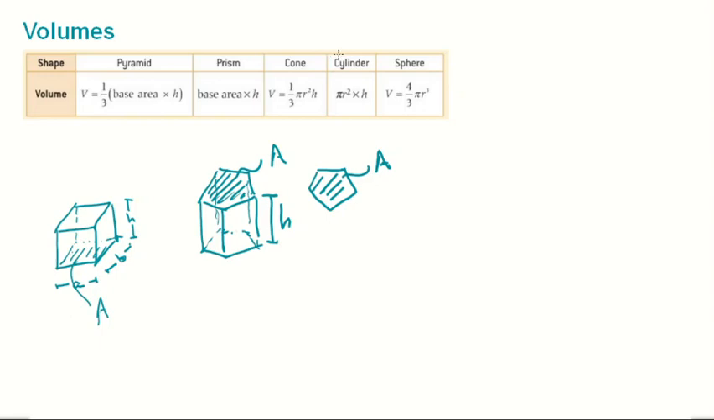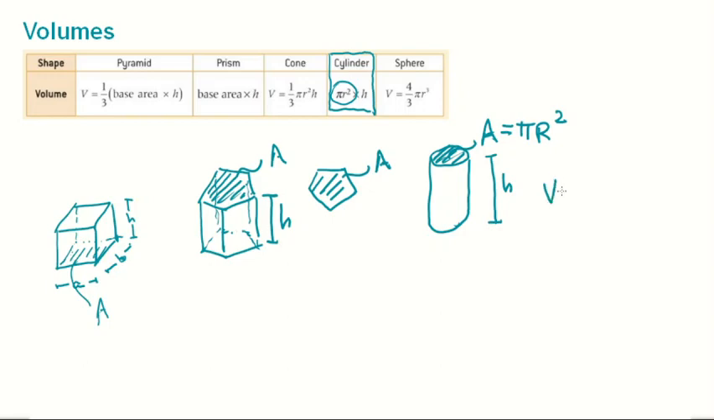Now the cylinder is actually still the same equation, because when we have pi r squared times h, pi r squared is the area of a circle. So what you're doing here, it's the same thing. This is the area, which in this case would be pi r squared, and this is your height. So to calculate the volume, you would just multiply pi r squared, which is your area, by the height. So pi r squared h.